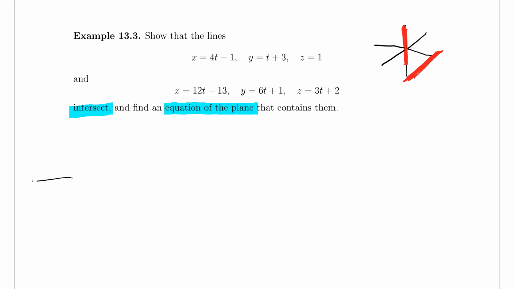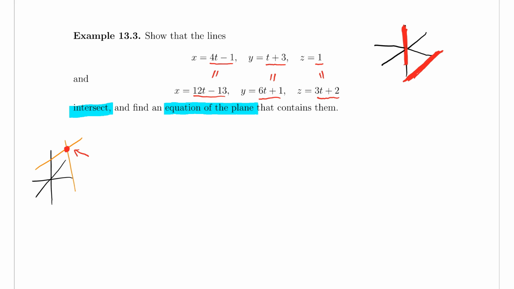Let me try to draw the picture here. I have two lines that intersect at some point. To show that the two lines intersect, I need to show that there is a point that lies on both the first line and the second line. In other words, I need the x-coordinate of the first line and the second line to be equal, the y-coordinate to be equal, and the z-coordinate to be equal.